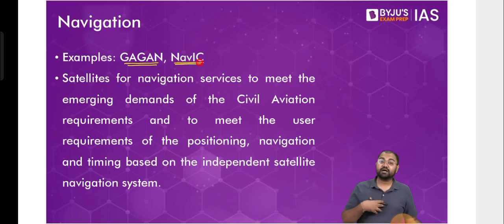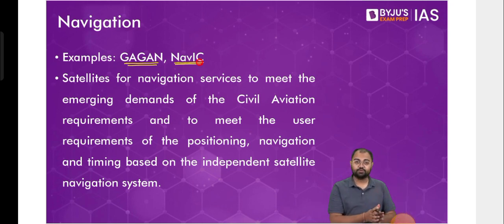Remember that when it comes to navigation systems, largely other navigation systems are in the medium Earth orbit, whereas our navigation system is a mix of medium Earth orbit and high Earth orbit. It's a mix. So one by one, let's try to understand what the Gagan system is and what the Navik system is. First, we have the Gagan system.